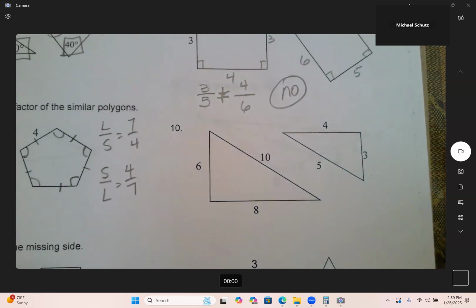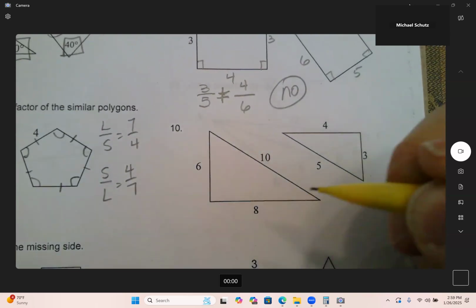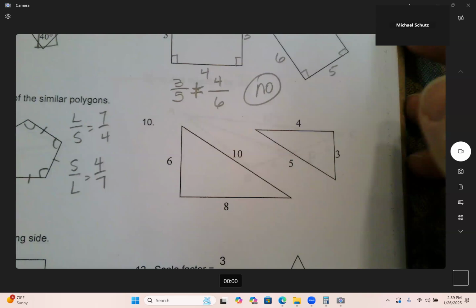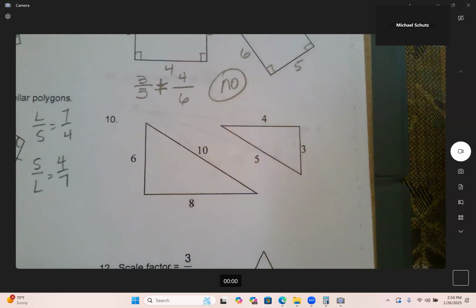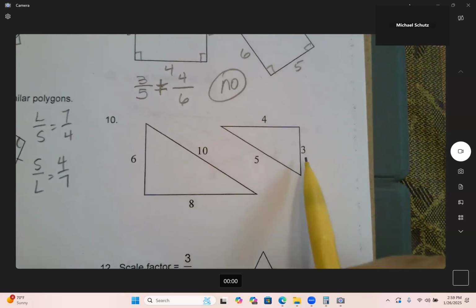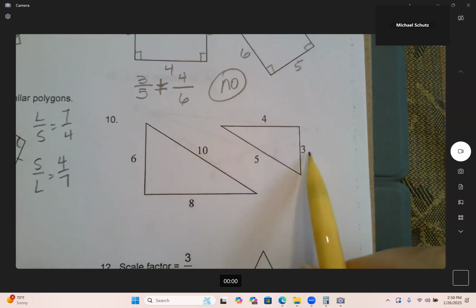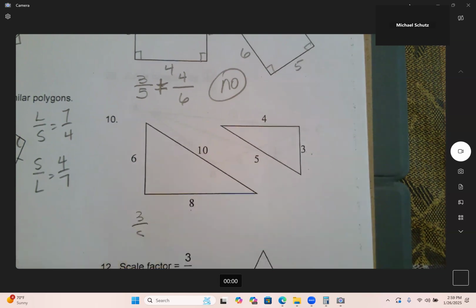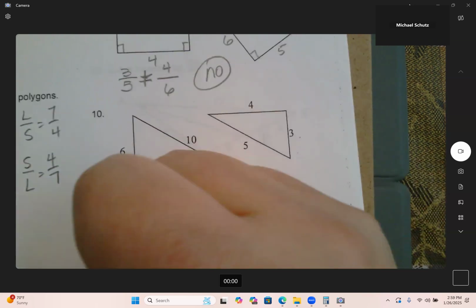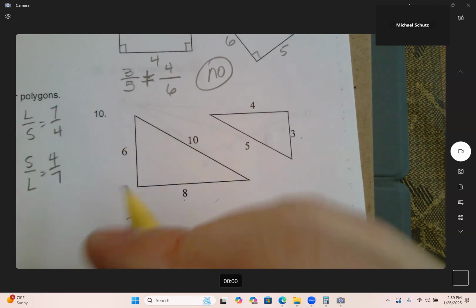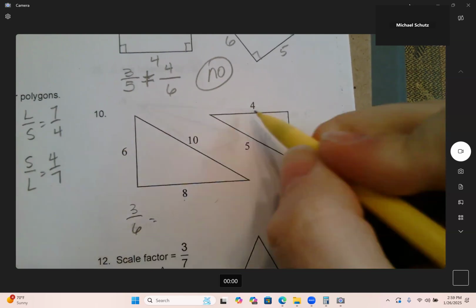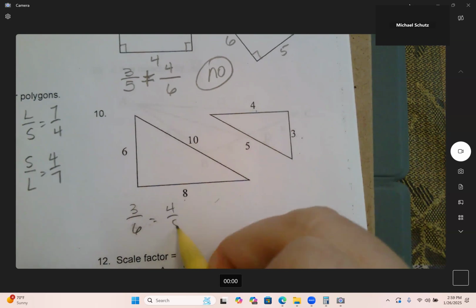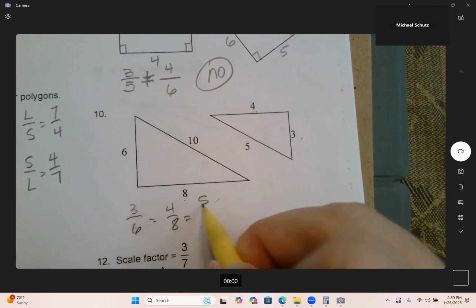Okay, number 10 again. We don't need angle measures on this one. So what we need to do is match up the corresponding sides, the smallest to the smallest. So this would be 3 to 6, sorry, it's 3 to 6. And then 4 matches with 8. And then 5 matches with 10.